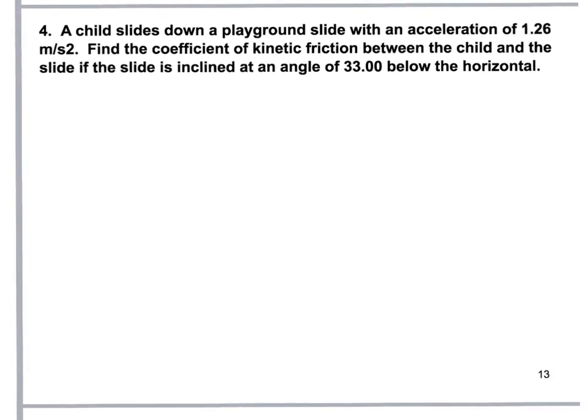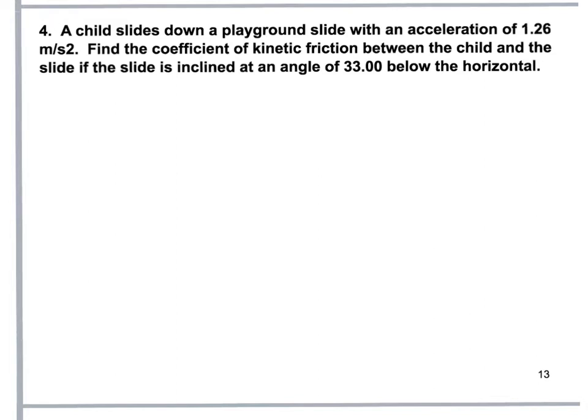So our first example here for our kinetic friction is that we have a child sliding down a playground slide with an acceleration of 1.26 meters per second squared. And then we want to find the coefficient of kinetic friction between the child and the slide. And here we're told that the slide is inclined at an angle of 33 degrees. That's 33 degrees below the horizontal.